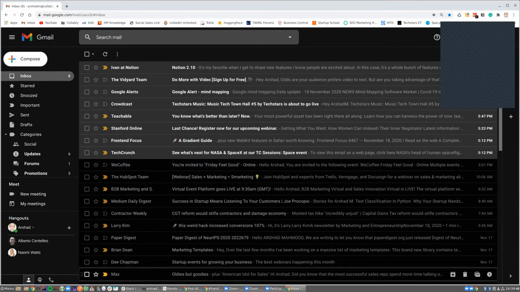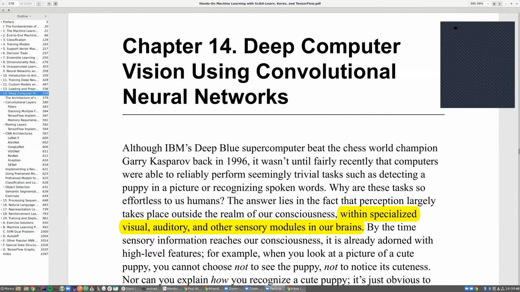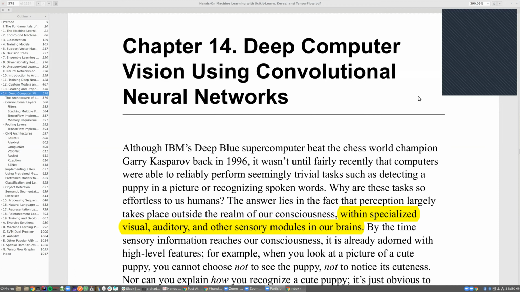Okay, so getting back to where we were, because I don't want to waste any more time. We're looking at convolutional networks, mainly used for computer vision, but they have actually got applications in other areas, such as natural language processing.